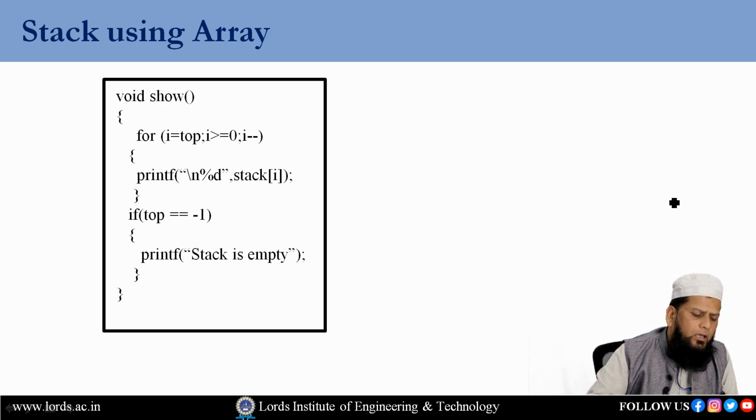So here you can see we are using a for loop, which we are going to initialize with the variable i equal to top. So top means the topmost element's index will be stored in the variable i, and if i is greater than or equal to 0, then i minus minus. So we are going from top to bottom, and here we are going to display all the elements with the help of stack of i.